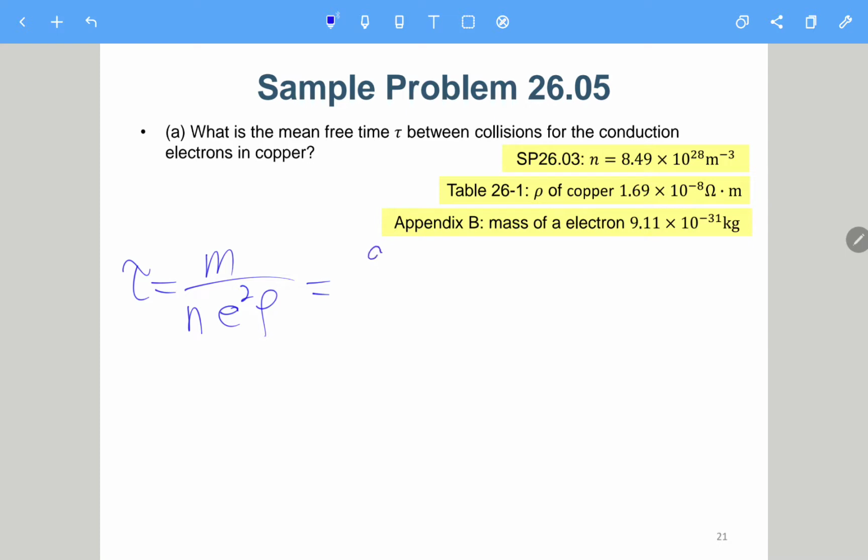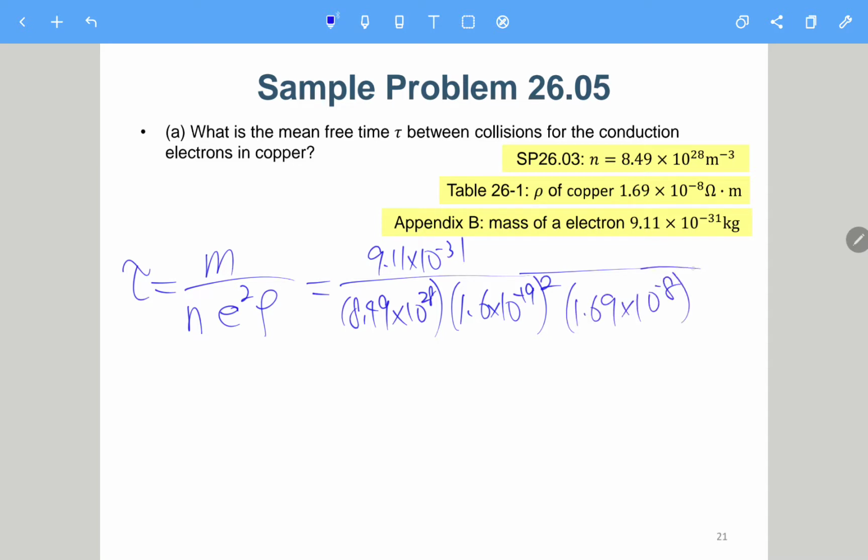We have a mass of 9.11 times 10 to the minus 31, n is 8.49 times 10 to the 28th power, and e is the elementary charge, 1.6 times 10 to the minus 19, squared, and then times 1.69 times 10 to the minus 8. This number is 2.5 times 10 to the minus 14 seconds, or you can write it as 25 femtoseconds, which is a very short time.